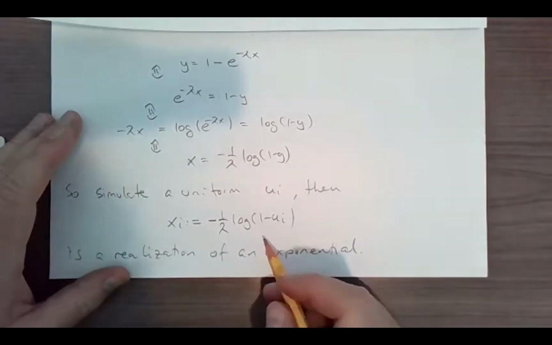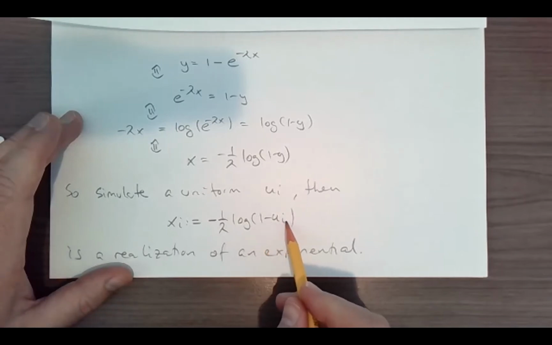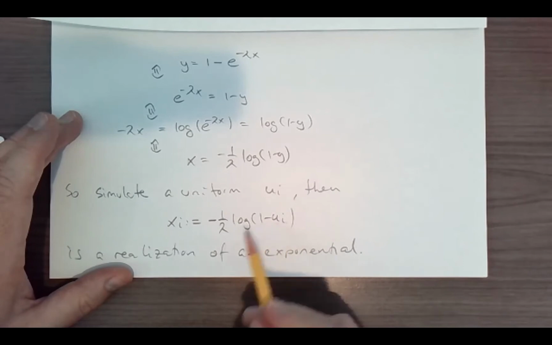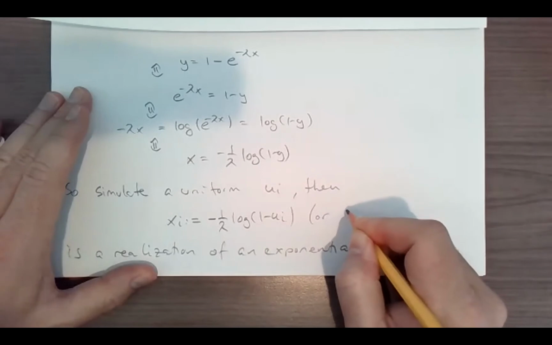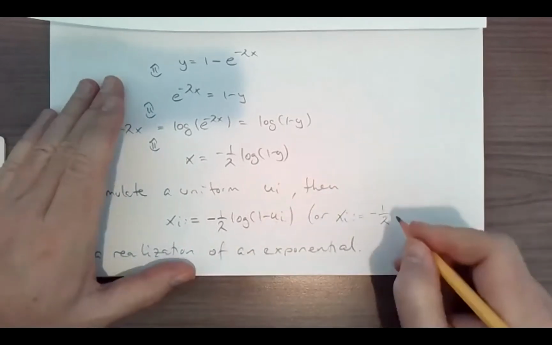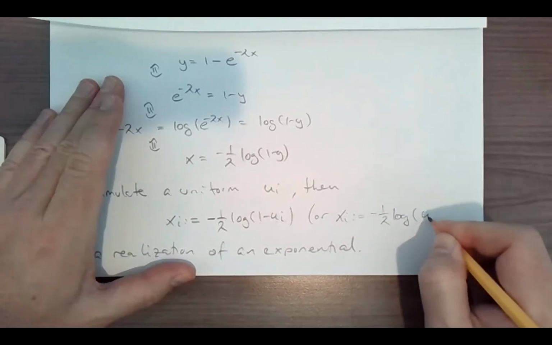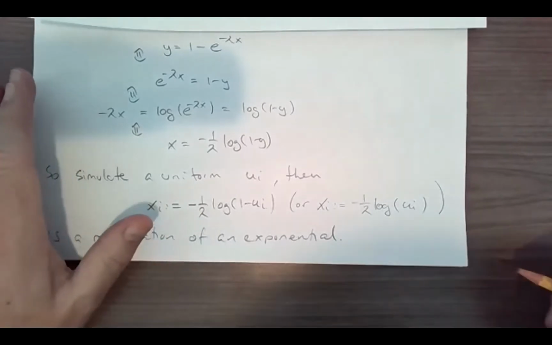One can note here, as we talked about last time, that if U is uniform 0, 1, then 1 minus U is also uniform 0, 1. So if you want, you can do minus 1 over lambda log of Ui. Either one of these two is going to work.